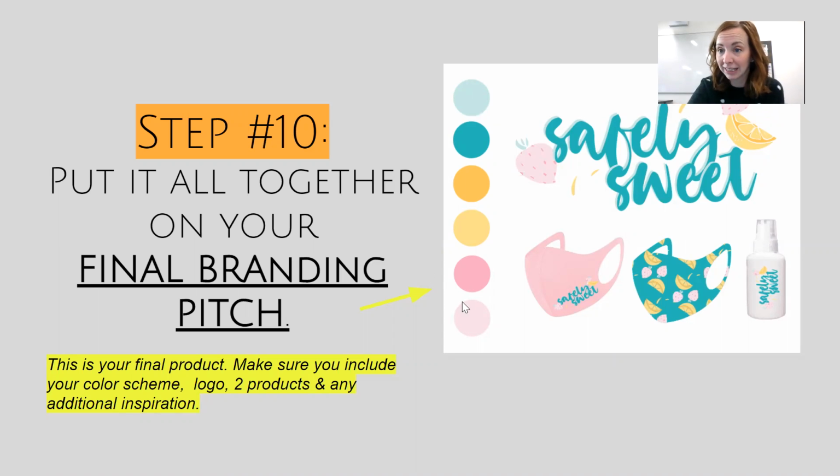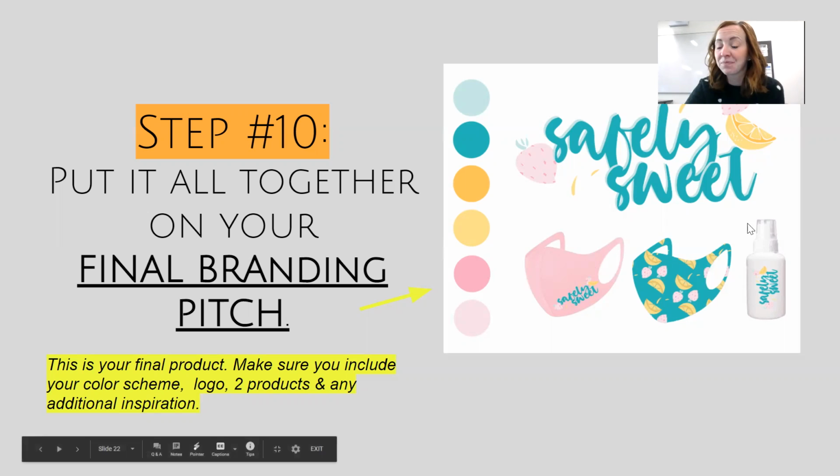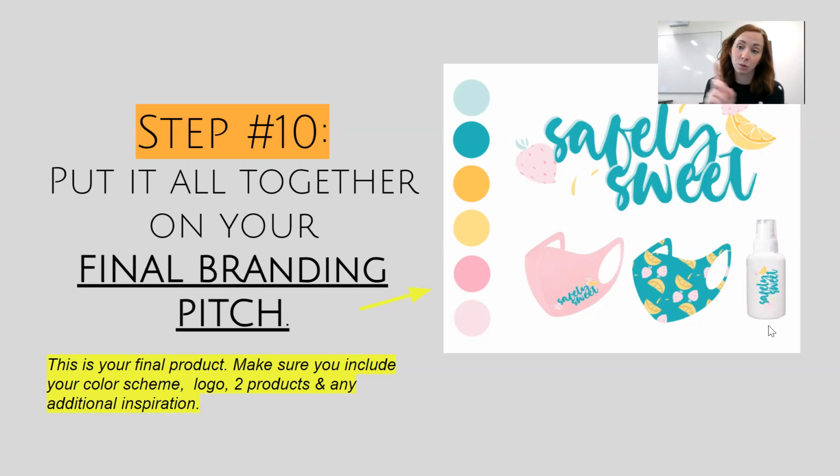Here's one that I created and that I'll walk you through how I created. But you would want to have something like this where you can clearly display the logo on a few different products that would be appropriate to whatever that brand is. So my Safely Sweet brand is all about these scented masks for kids. And so I designed a couple different masks. And then I also went ahead and put it on like a little spray bottle because that's where the scent would come from. And then you should also have your color scheme clearly on there, okay?